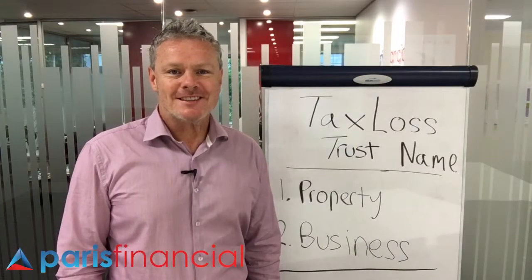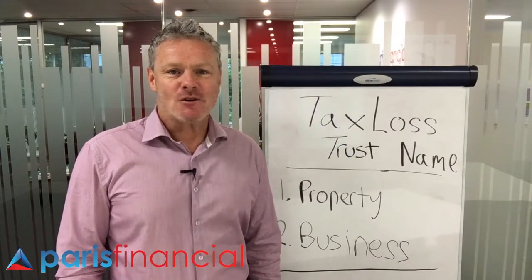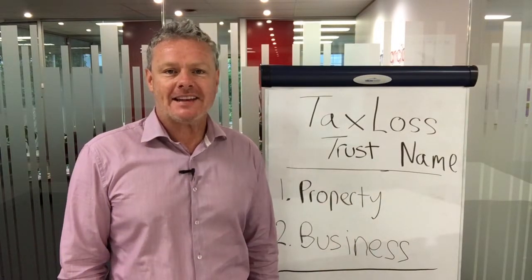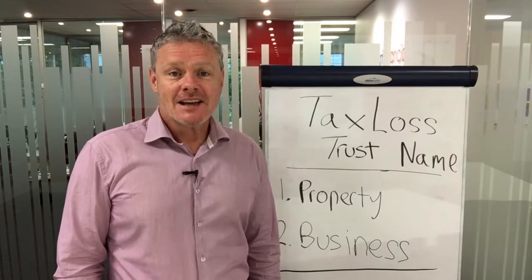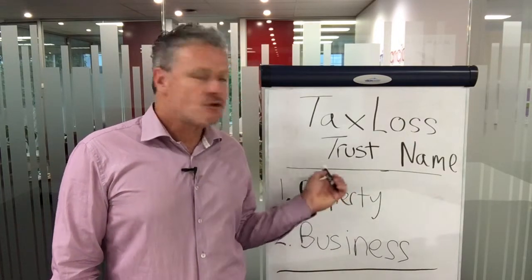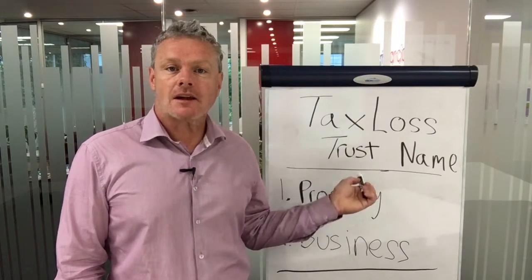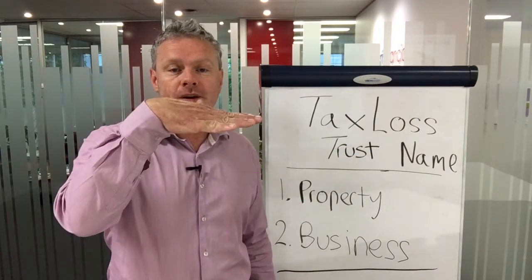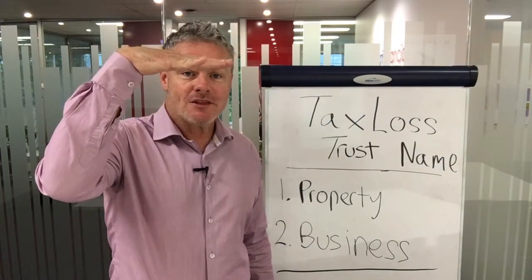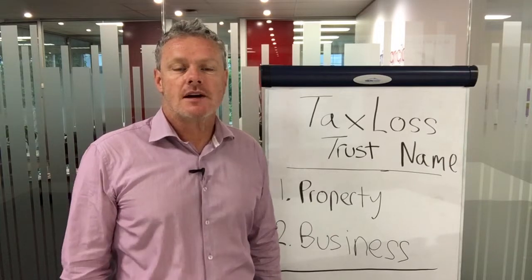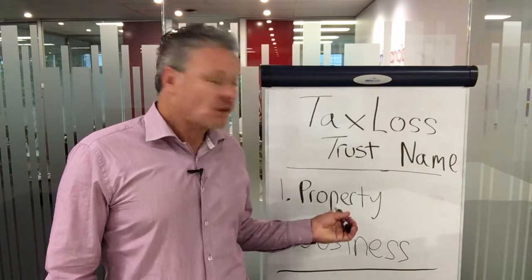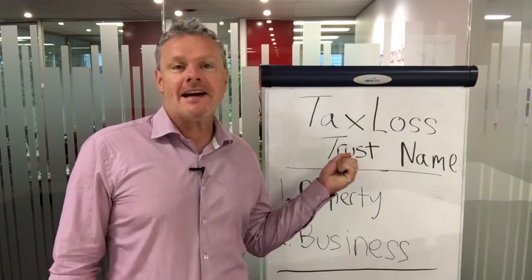Talking trust losses here, trust tax losses, and I'll go through with you how a trust holds a tax loss for a property and then for business. So for property, if you're going to have an owned property in a trust that is going to make a loss, in other words, the rent revenue from the property's tenant is less than the interest on the loan and the repairs and maintenance, rates, etc. from that property.